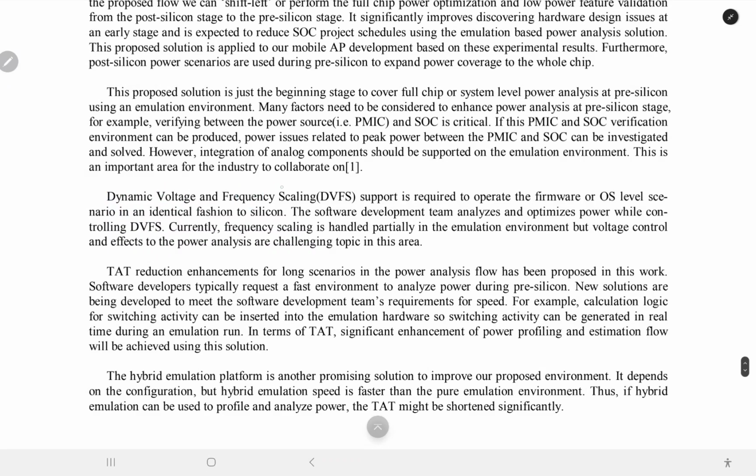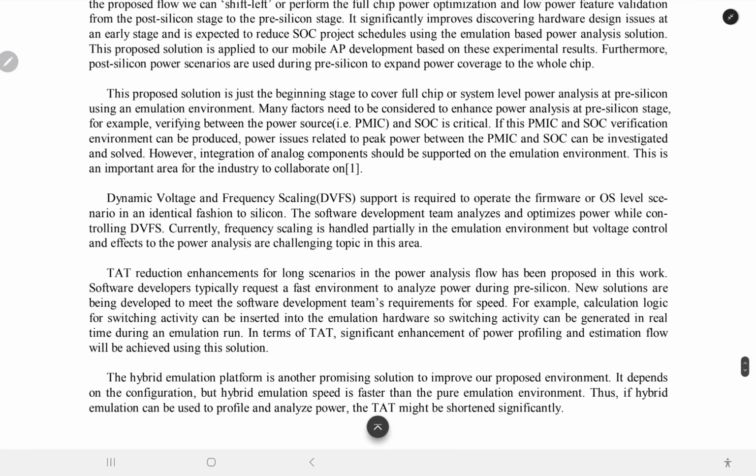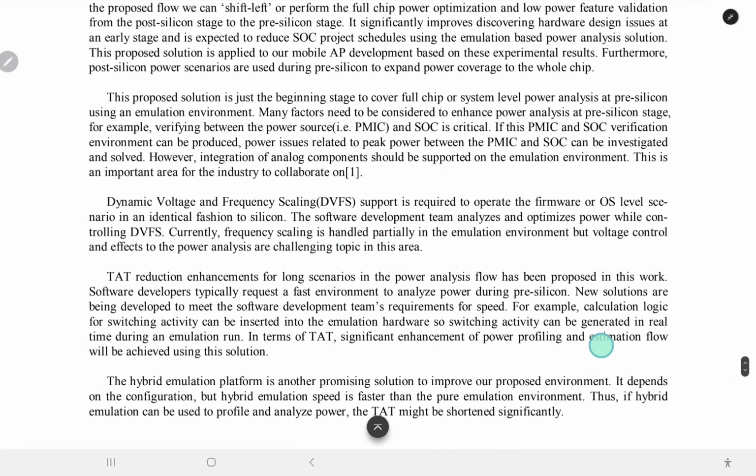Dynamic voltage frequency scaling, DVFS support, is required to operate the firmware or OS level scenarios in an identical fashion to silicon. The software development team analyzes and optimizes power while controlling the DVFS. Currently, frequency scaling is handled partially in an emulation environment, but voltage control and its effect on the power analysis are a challenging topic in this area.